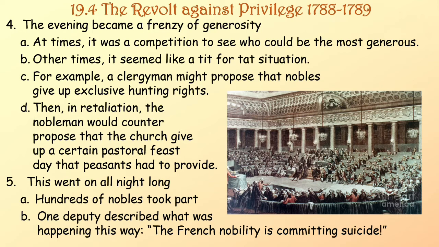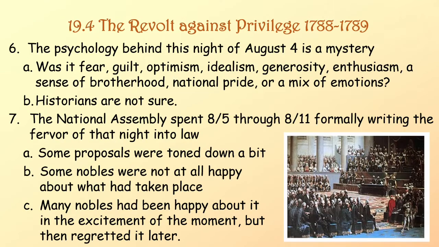For example, a clergyman might propose that nobles give up exclusive hunting rights. And then, in retaliation, the nobleman would counterpropose that the church give up a certain pastoral feast day that the peasants had to provide. And this went on all night long. Hundreds of nobles took part. One deputy described what was happening this way: the French nobility is committing suicide. The psychology behind this night of August 4th is a mystery.